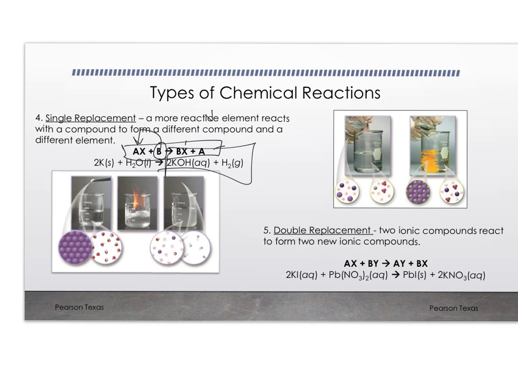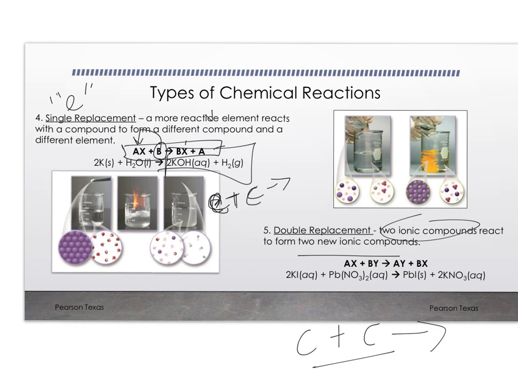So the easiest way to identify a single replacement is whenever you have an element plus a compound that is going to yield a new compound with a new single element. So element here is the key for a single replacement. For the double replacement, you have 2 ionic compounds that are going to react to form 2 new ionic compounds. So this is a compound plus a compound reaction. So single replacement is an element plus a compound. A double replacement is when two compounds are reacting together to form two new ones.